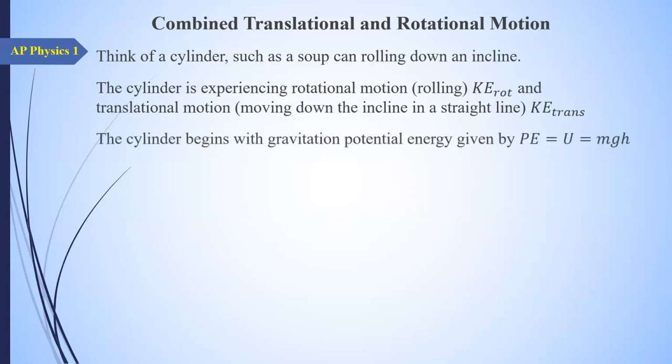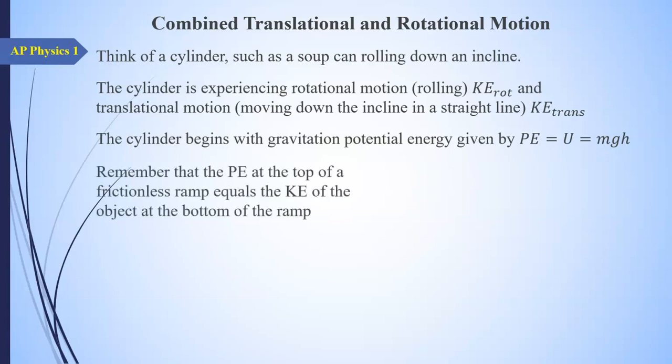The cylinder begins with gravitational potential energy given by PE, and remember on your formula sheet for AP Physics, they use U as potential energy. And that equals mgh, mass times gravitational acceleration times height. So remember that PE at the top of a frictionless ramp equals the kinetic energy of the object at the bottom of the ramp. So let's illustrate that.